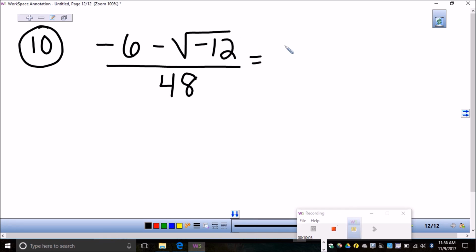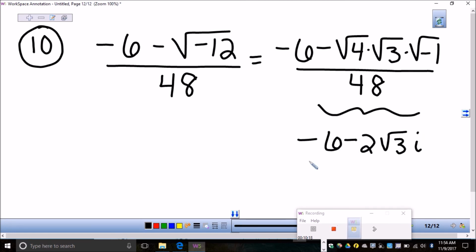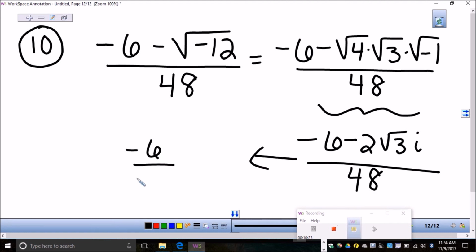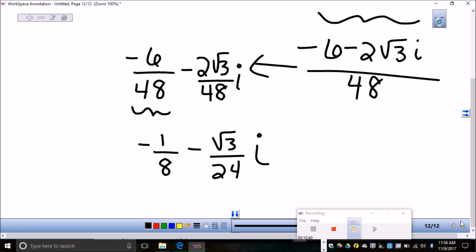Okay, the last one here, let's go ahead and start by rewriting the square root of negative 12 into square root 4 times square root 3 times square root negative 1. All of that's over 48. So that's going to simplify to this. And then we'll go ahead and split apart the numerator, keeping our denominator the same. And then we'll see if we can simplify each part here. So that first part's going to simplify to negative 1/8. The second part will just simplify to 1 over 24. So we can just write it as root 3 over 24, put the i at the end.